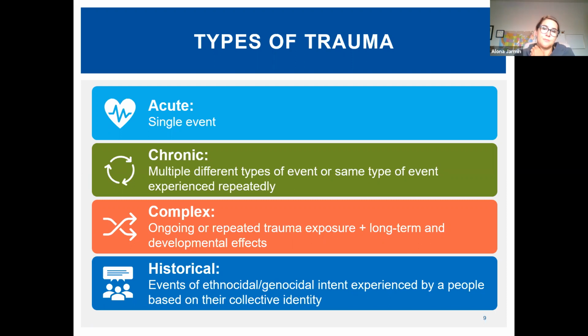Complex trauma, this is responses to repeated events, as with chronic trauma, but also including a wide-ranging developmental effect that compounds trauma responses, and this makes it more complicated to treat. Historical trauma, this is responses to mass historical events or genocidal or ethnocidal intent, which means to destroy a whole people, such as a tribe or race, or the Holocaust.